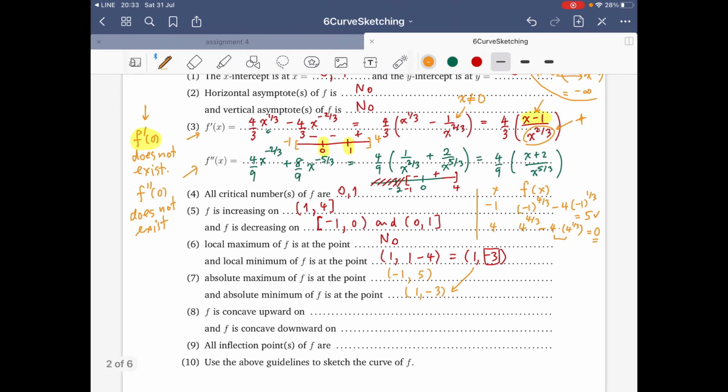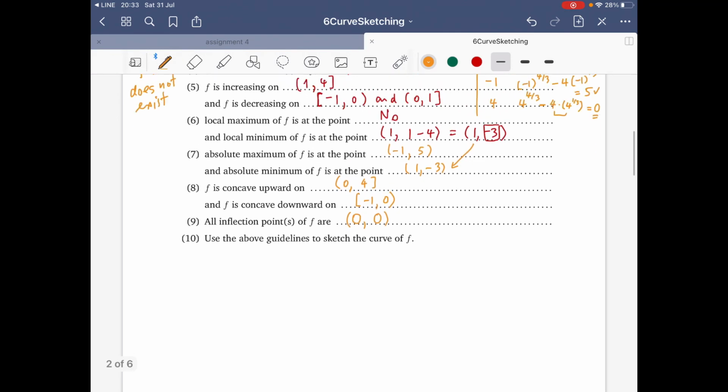Now, concave upward is determined by f double prime being positive, so it is from 0 to 4, and concave downward is from -1 to 0. The inflection point is the one that changes the concavity, but inside the domain under consideration it will be only at 0. So if x is 0, y must be 0 as well.